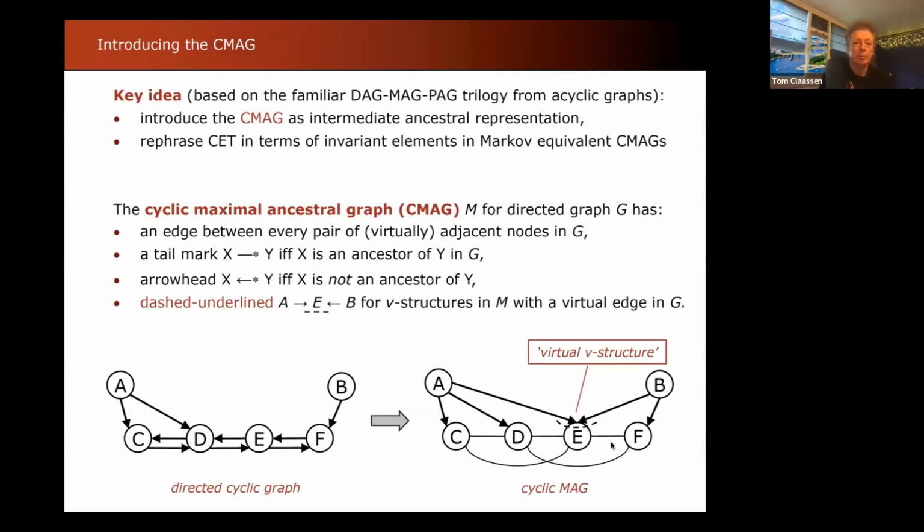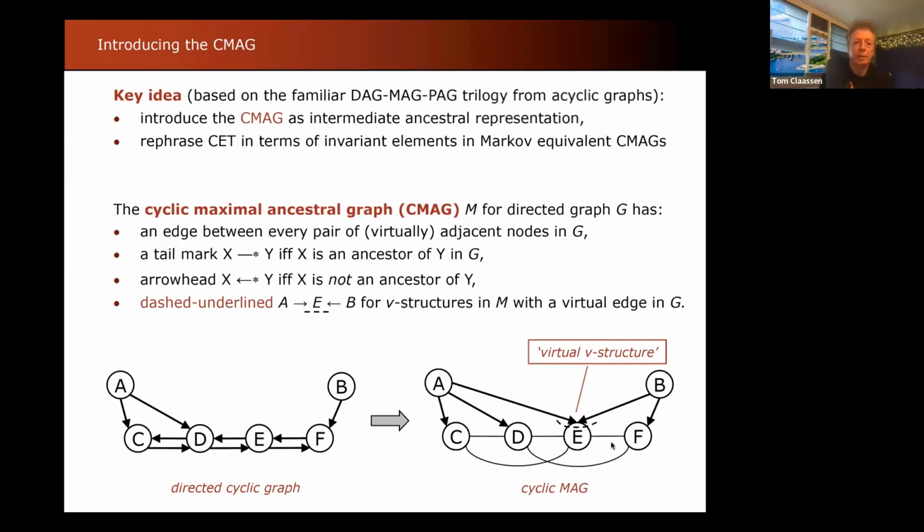So looking first at the top, the key idea is based on the famous DAG-MAG-PAG trilogy from acyclic graphs. We have a directed acyclic graph, then this maximal ancestral representation, and then the PAG. In the previous cyclic case, we didn't have this intermediate step. So what we want to do is introduce the CMAG as the cyclic equivalent to the MAG, to give an intermediate ancestral representation, and rephrase the CET in terms of invariant elements in that CMAG.